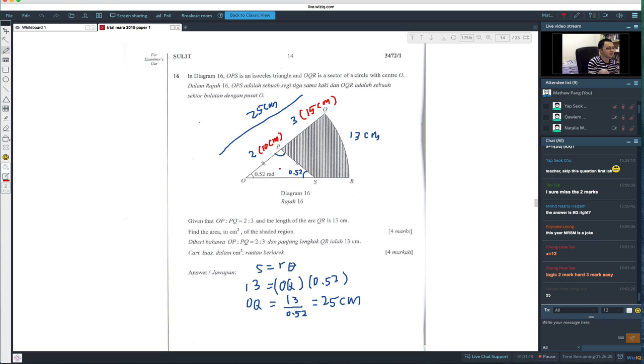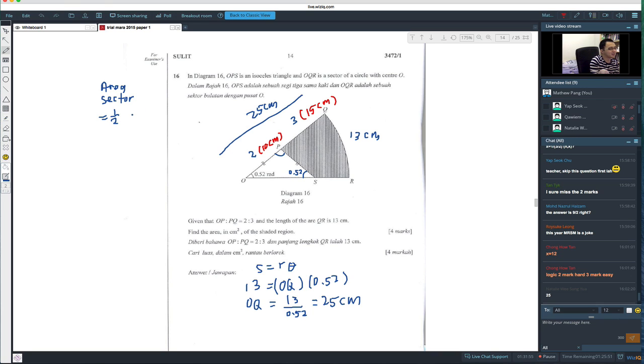Now I need to find the area of the shaded region. My first idea is to use the whole sector minus the area of the triangle. My drawing is extremely bad. Anyways, I just give you some ideas, then I'm going to work it out. I can easily get the area of the sector. The area of sector is just half r squared theta.